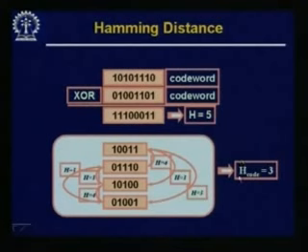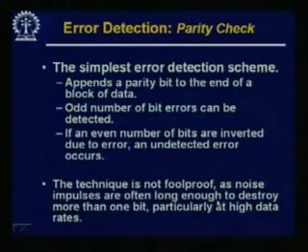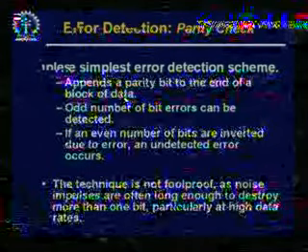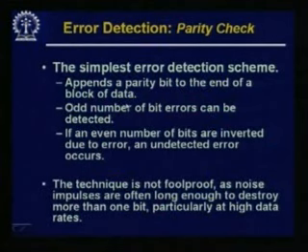Now, the simplest error detection scheme is a parity check. It appends a parity bit to the end of a block of data. So, what is a parity bit? It is an extra bit which is added to some data. There are two kinds of parity, odd parity and even parity. An odd number of bit errors can be detected. I will explain why. If an even number of bits are inverted due to error, an undetected error occurs. The technique is not foolproof, as noise impulses are often long enough to destroy more than one bit, particularly at high data rates. But let us first see what a parity bit is.